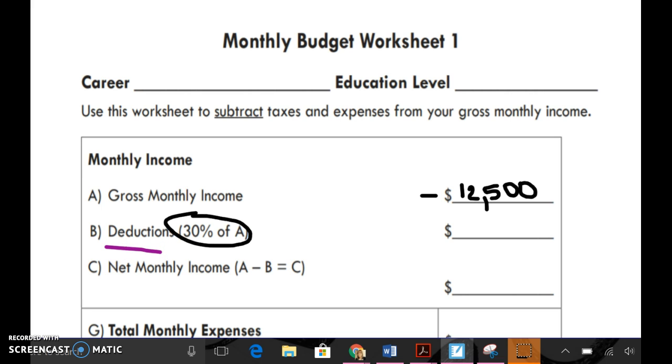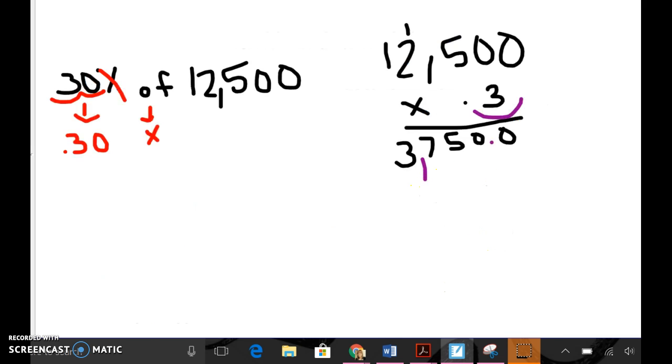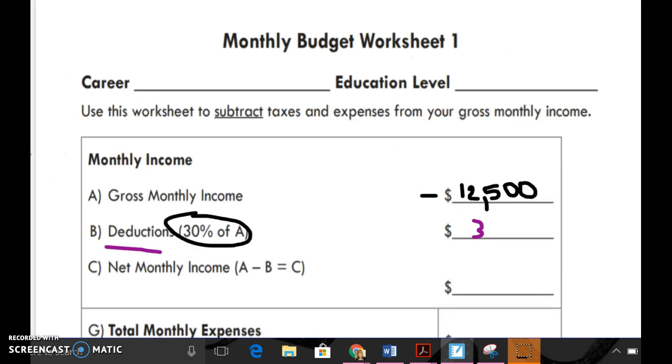What does deduction mean? Deduction means to take away. So whatever you get when you multiply your gross monthly salary times 30% is what you're going to take away. So mine was $3,750. So I'm going to put in $3,750.